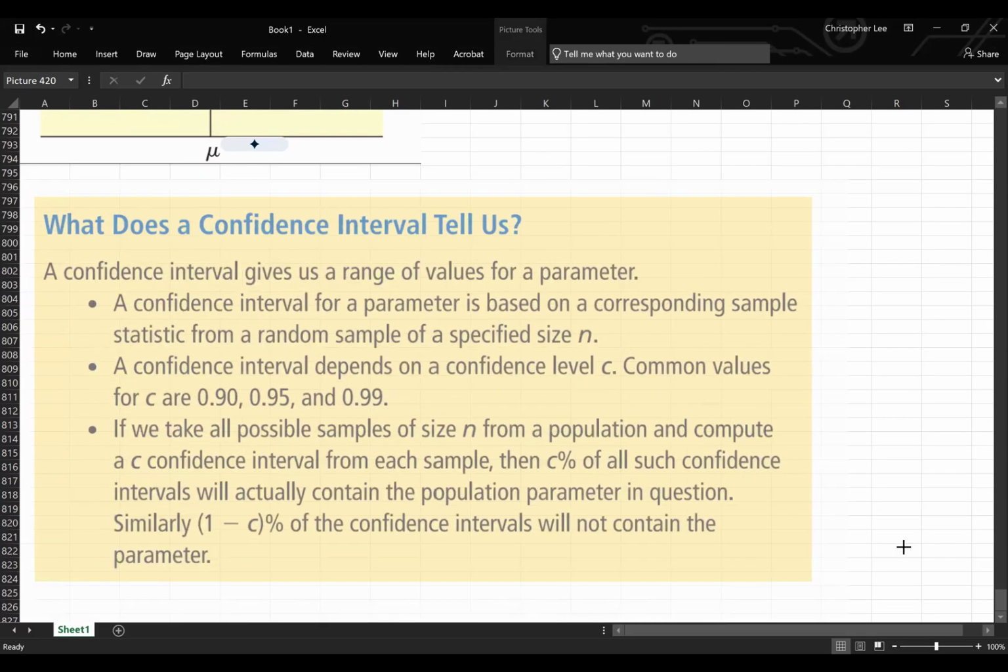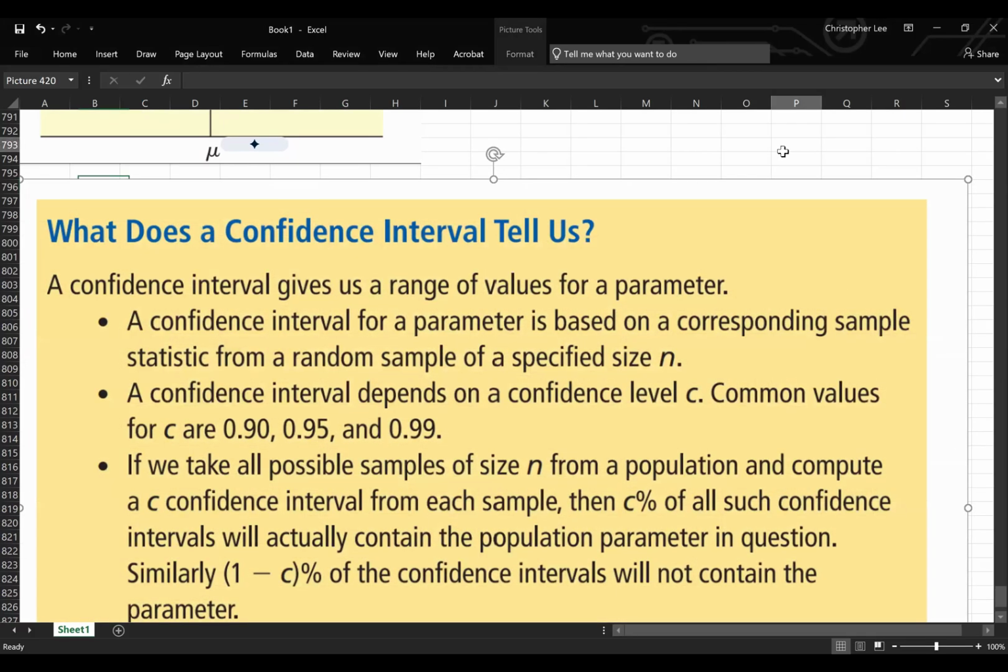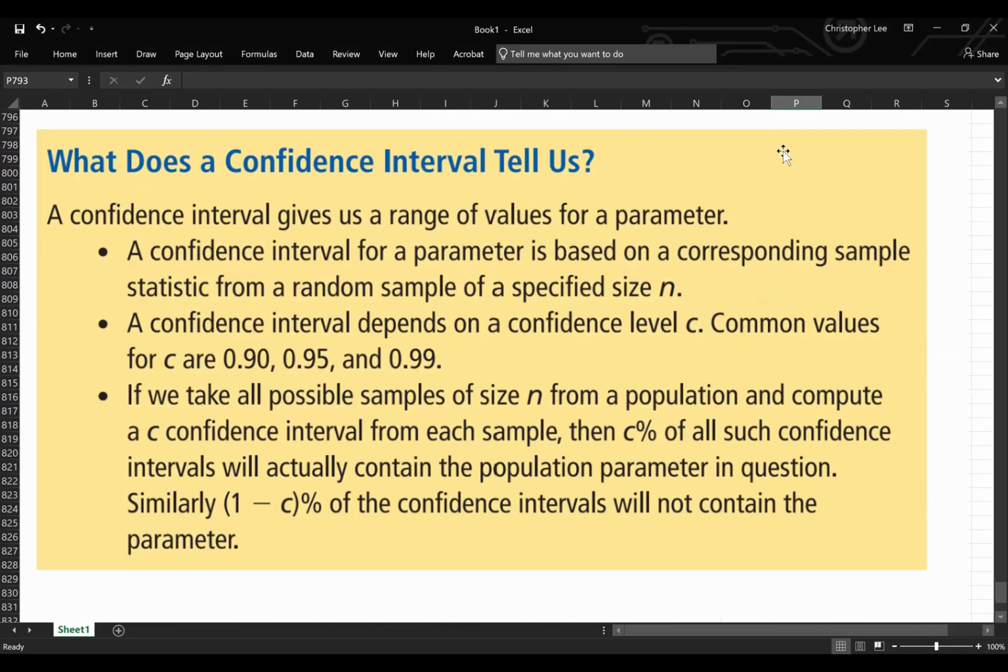So what does a confidence interval tell us, right? A confidence interval gives us a range of values for a parameter. A confidence interval for a parameter is based on a corresponding sample statistic from a random sample with specified size n.